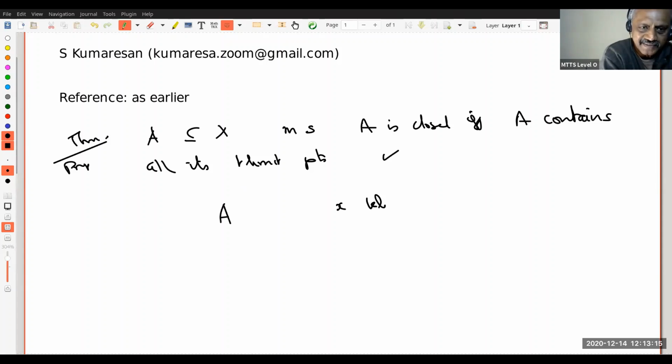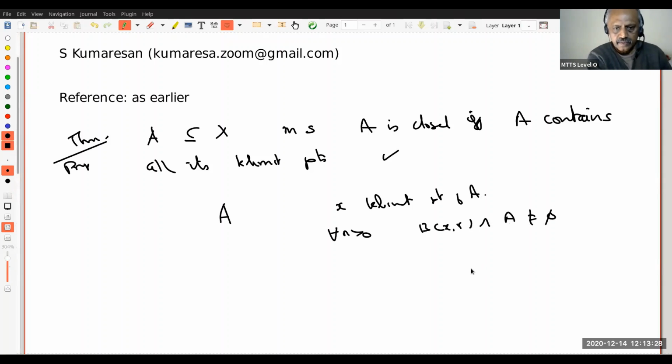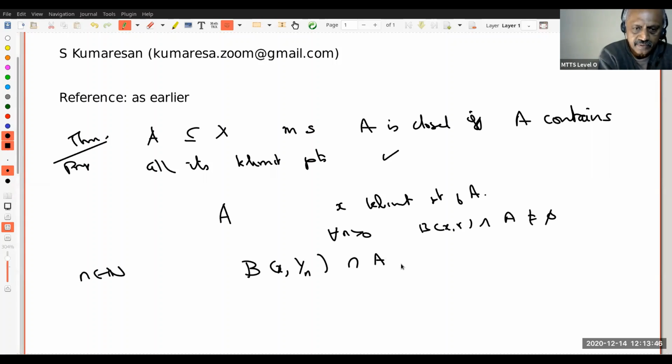x is a limit point of A if for every r positive, B(x, r) intersection A is not empty. Notice that r could be anything positive. Therefore, the obvious thing is what happens if I choose r smaller and smaller. The obvious choice for such r will be 1 upon n. If I take B(x, 1/n) for any natural number n, then it should intersect A.